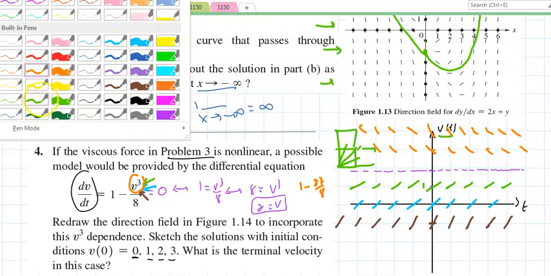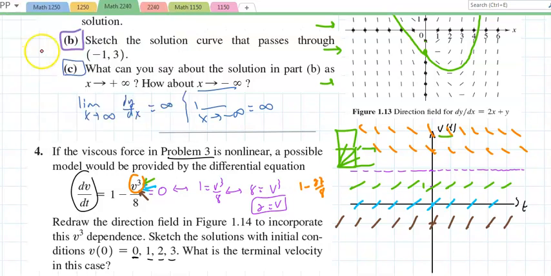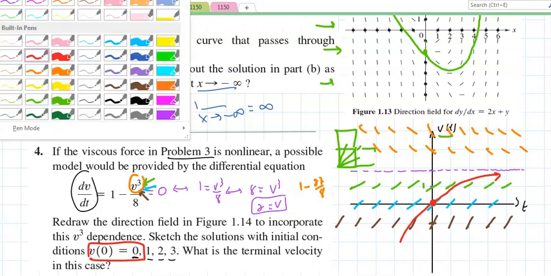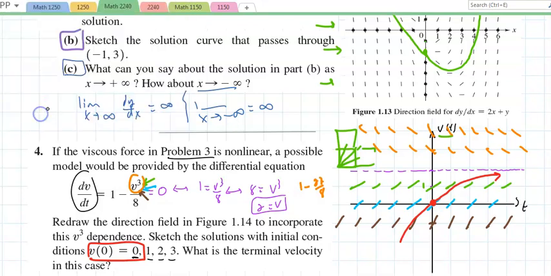Now, all they really want us to do is label a few of these. They say, sketch the solution with initial condition v of 0 equals 0. If you start right there, then what's going to happen? Isn't this going to level off and run right there? You could say it's going to come this way. That's fine. If you run v sub 0 equal 1, what if you start right there? Well, the same deal.